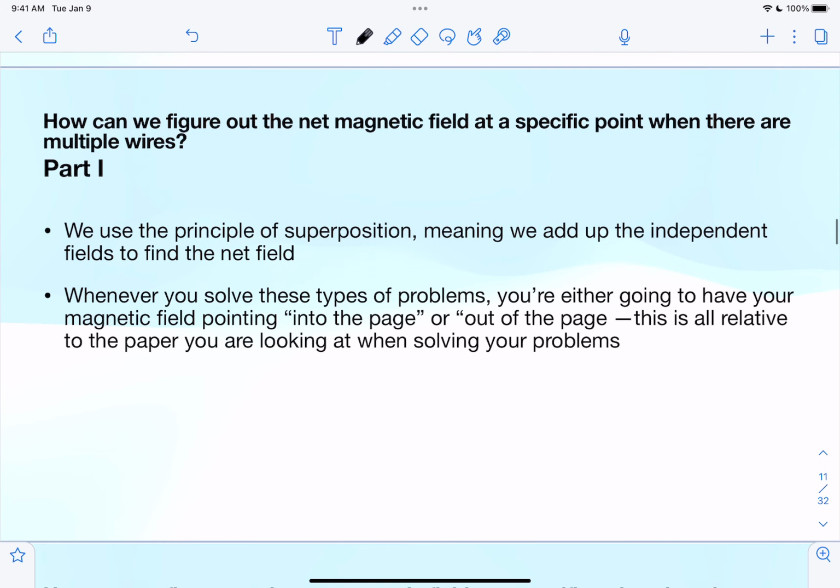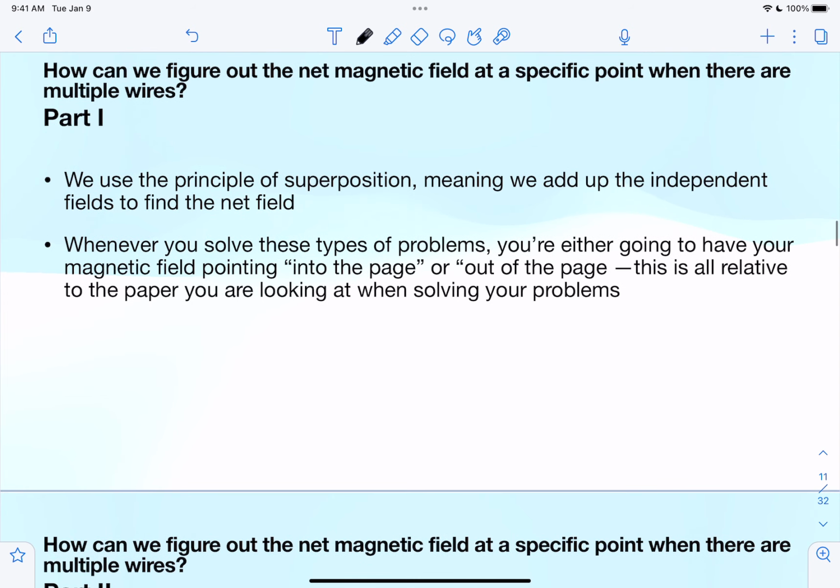Now, how can we figure out the net magnetic field at a specific point when there are multiple wires? You're not always going to be dealing with just one wire in these examples. Just like anything we've done before, whether forces or electric fields, you're always going to be using the principle of superposition, which just means that we add up all the independent fields to find the net field.